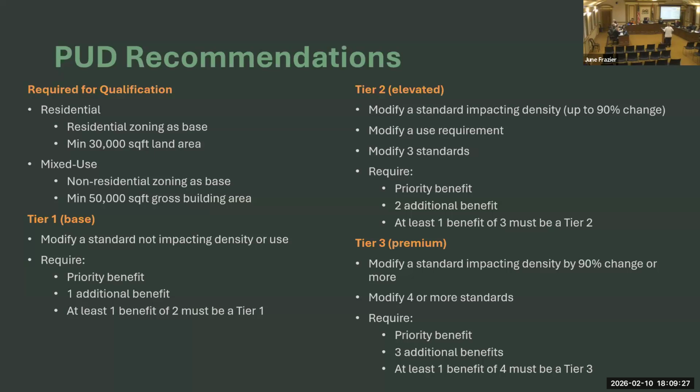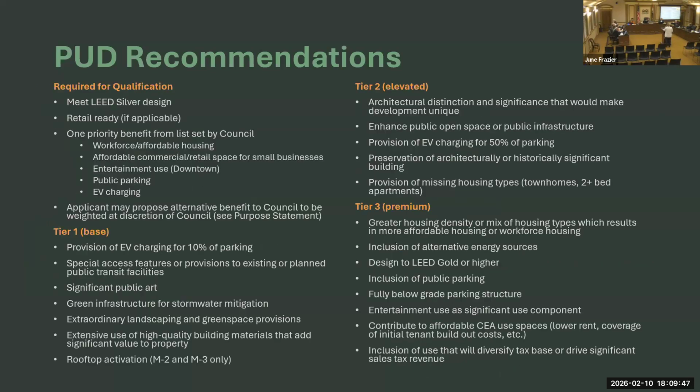And then tier 3, premium. Those are the larger projects where you're modifying either 4 or more standards. So you have a lot more things you're asking to modify, or you're more substantially increasing the density of that project relative to the base zoning district. So we're really just creating a hierarchy in terms of the scale or impact a development and the modifications might have. So this is a lot of words on the screen. We'll go through it in segments, and that's where I'll start asking for a little bit of feedback.